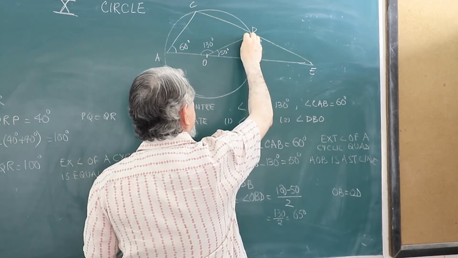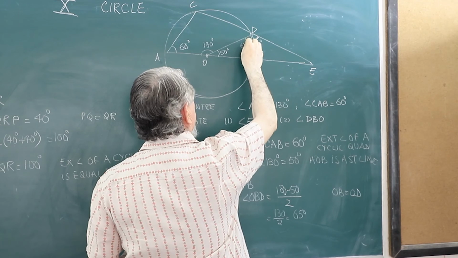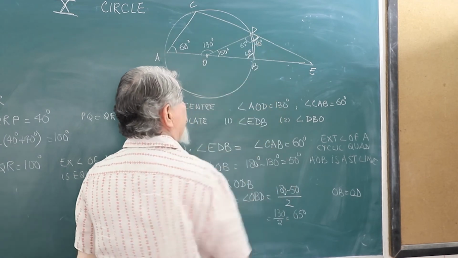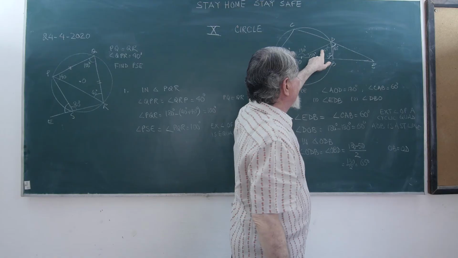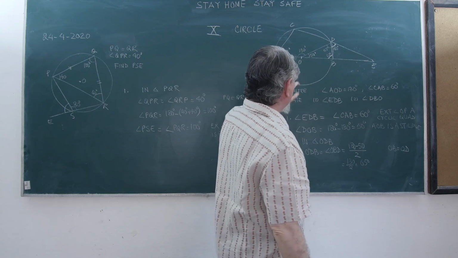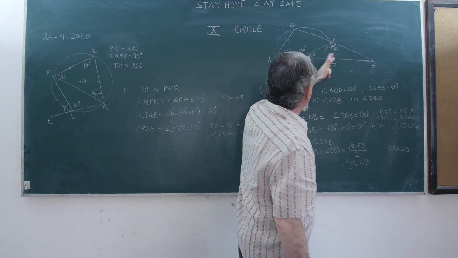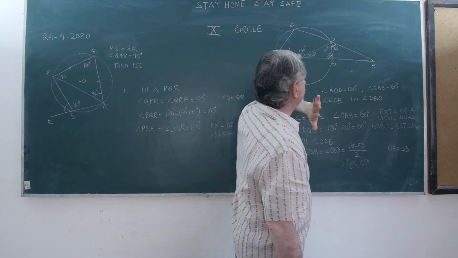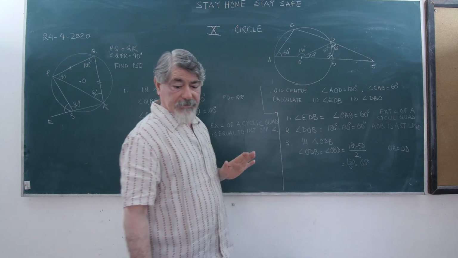This angle will be 65, so this will be 65. 65 plus 65 is 130, 130 plus 50 is 180. So I wanted to calculate ODB, BDE. So we have got both the angles.